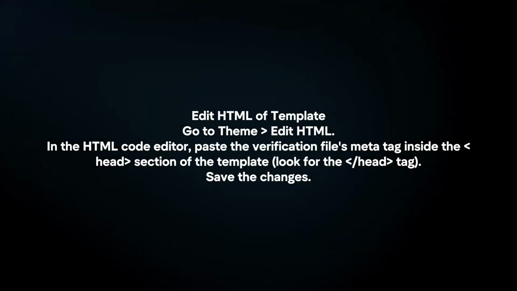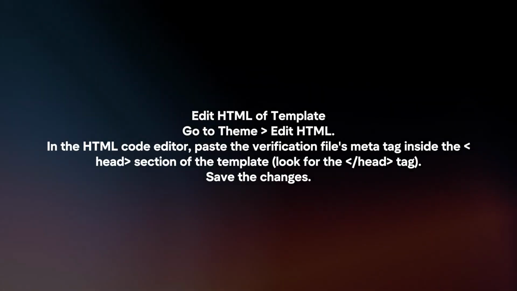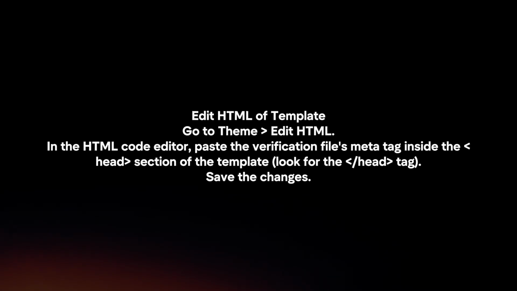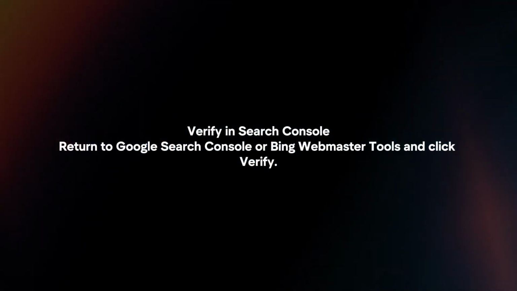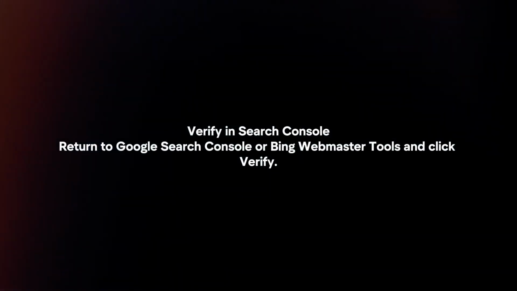Edit HTML of template. Go to Theme, Edit HTML. In the HTML code editor, paste the verification file's meta tag inside the head section of the template. Save the changes. Verify in Search Console. Return to Google Search Console or Bing Webmaster Tools and click Verify.